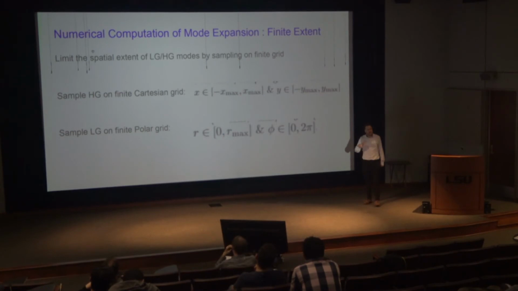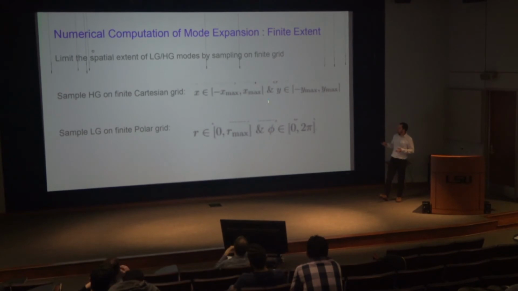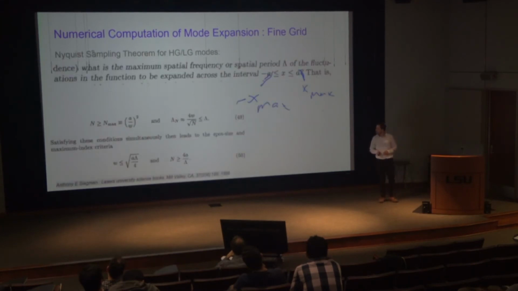Another concern is that once you are trying to simulate this, you need to sample this on some numerical mesh grid, and even though these LG functions extend infinitely, you can just limit to a spatial extent, like for Cartesian maybe X max and negative X max, and for polar grid maybe up to some R max.